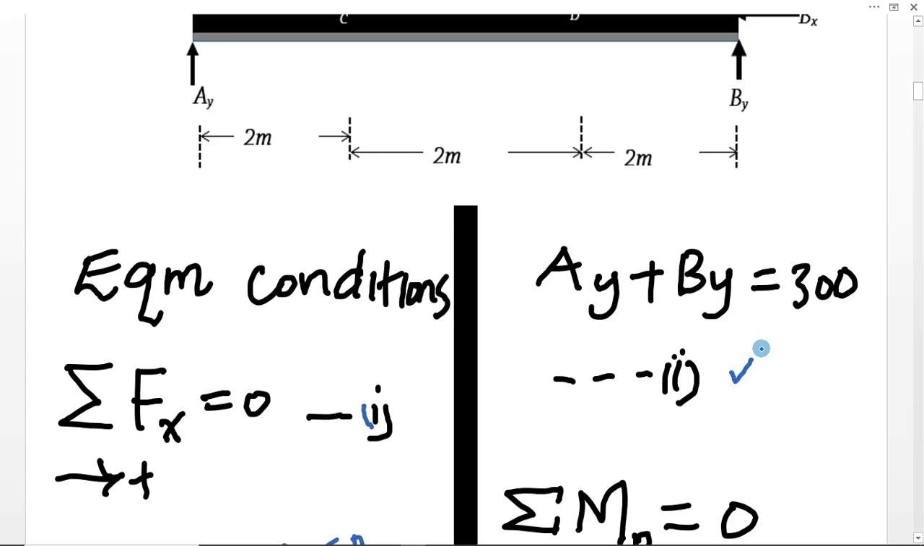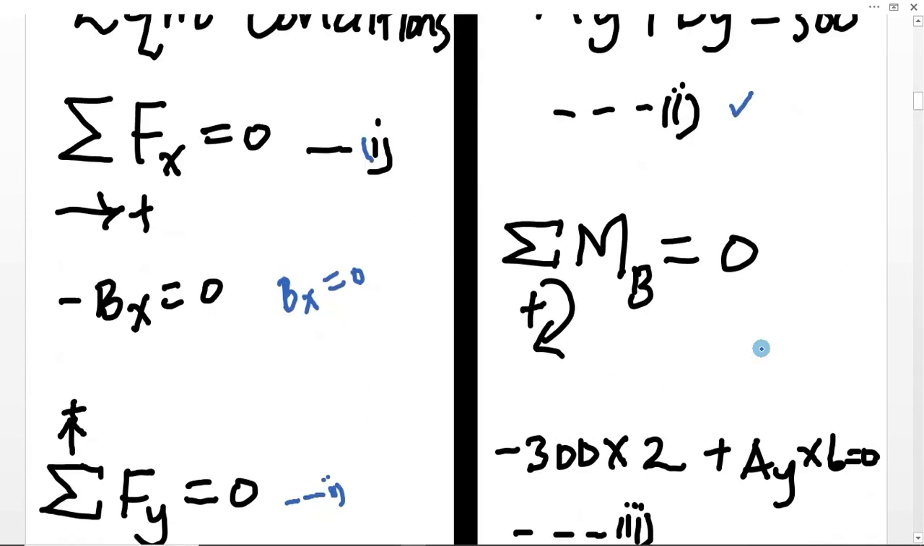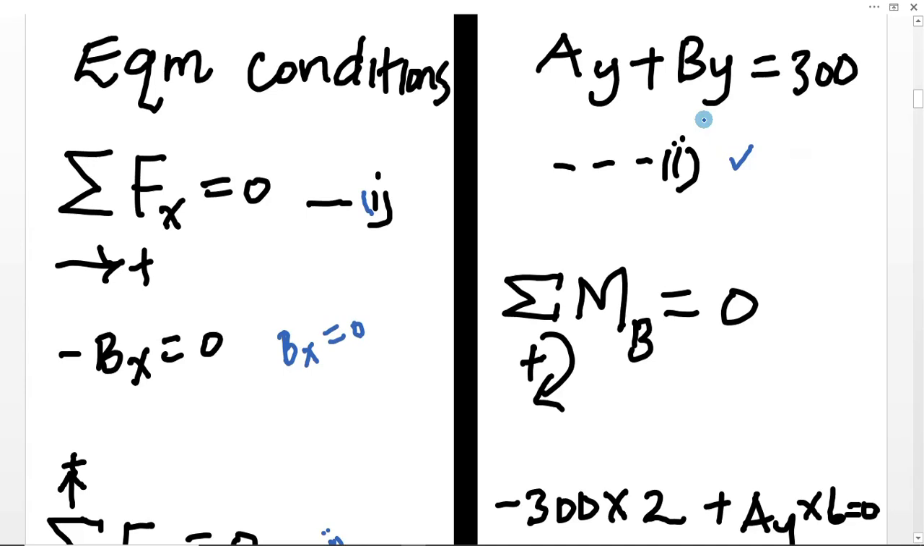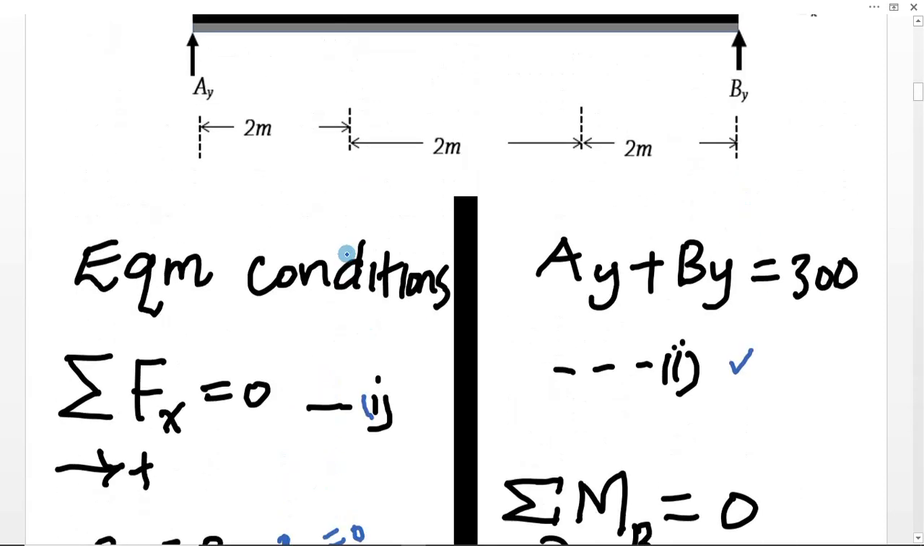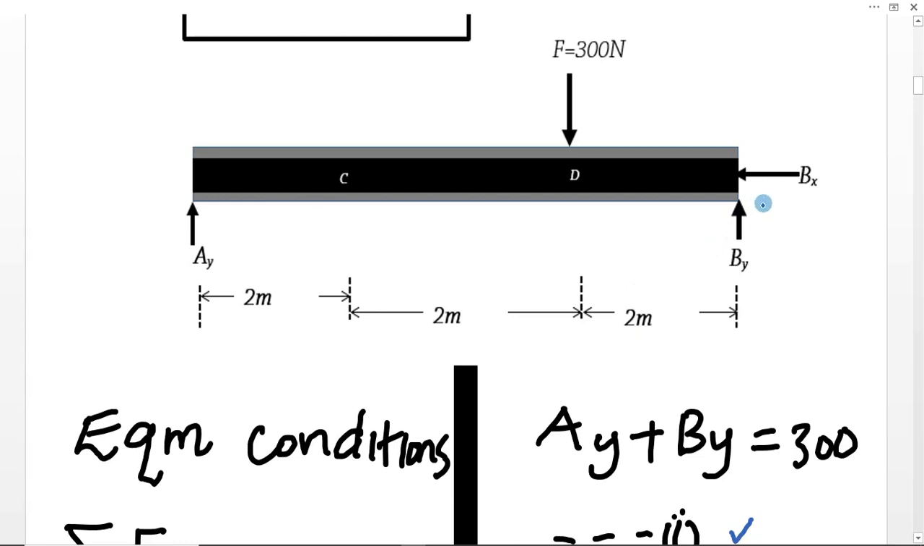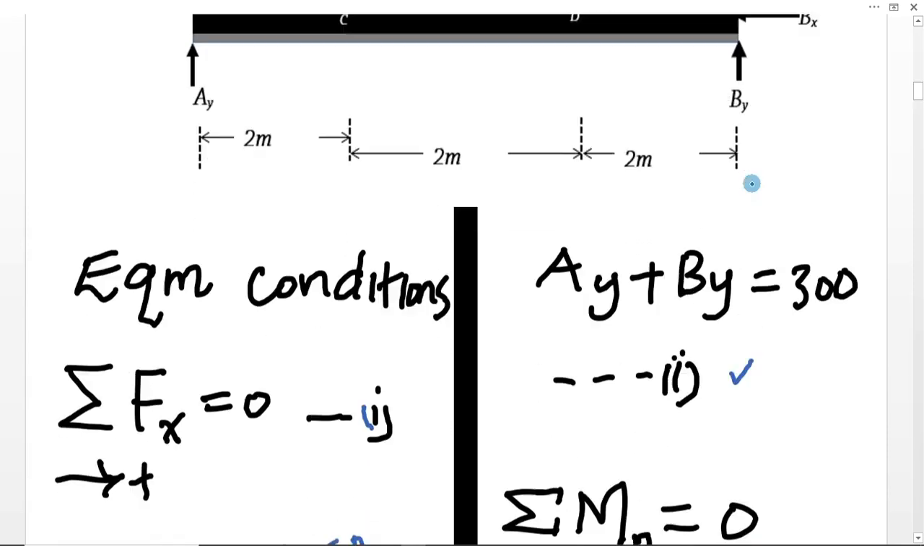Now, we have one equation with two unknowns. Therefore, we need to find another equation that can help us solve one unknown and then substitute in here to find the other unknown. The next equilibrium condition is the sum of moments. If we take moments about B, since we know that B will have more than one reaction, taking moments about here is convenient because it neglects all the reactions at this particular support.